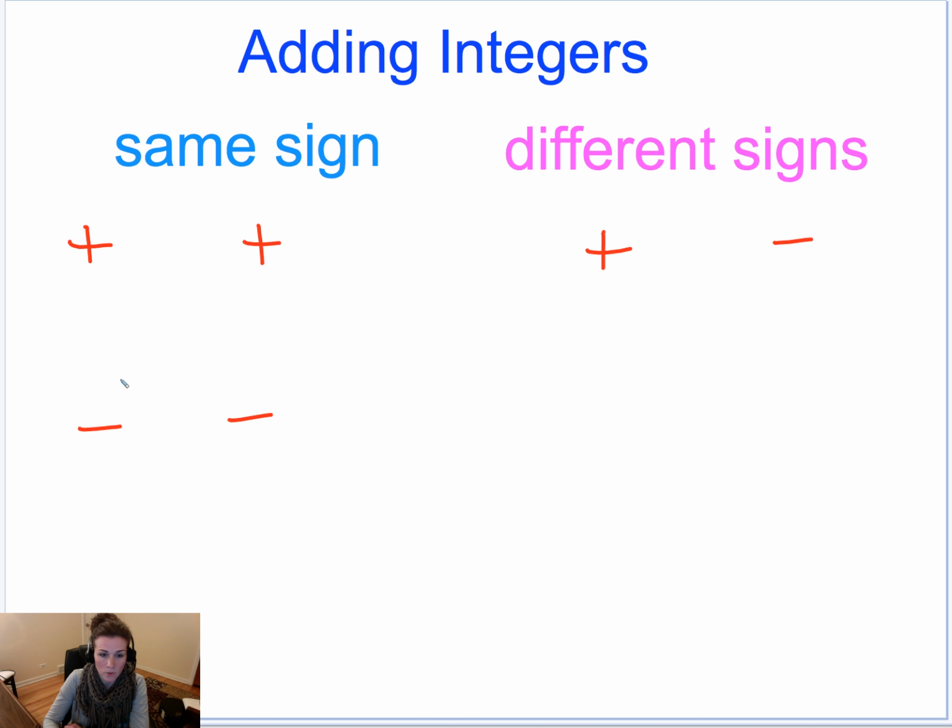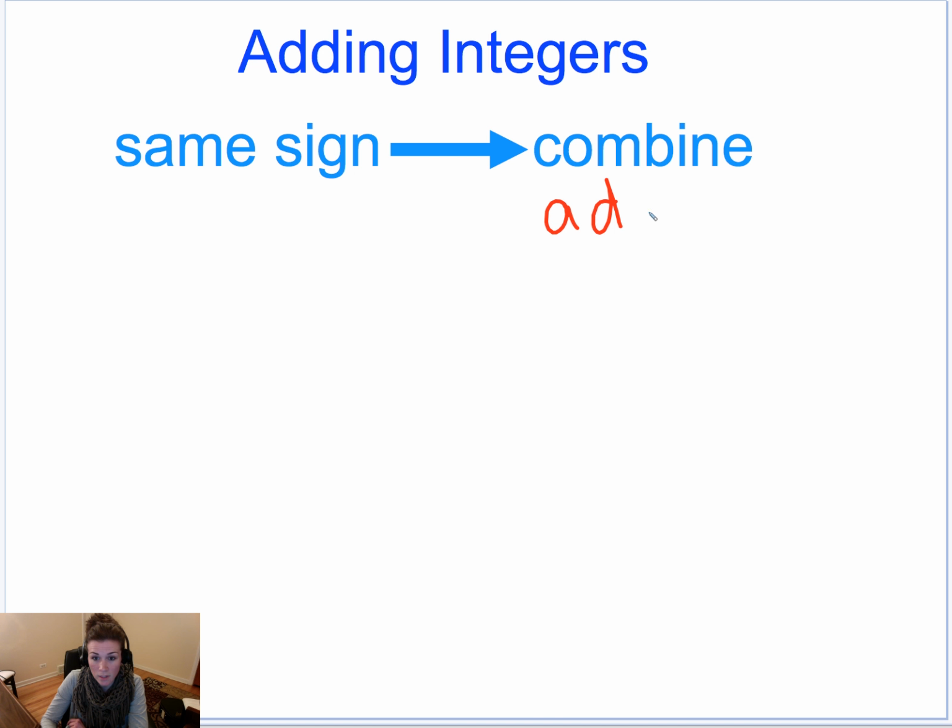First, let's take a look at what you do if the two numbers that you're adding have the same sign. And what I want to stress is this only works for addition problems. If the two numbers that you're adding have the same sign, what you'll do is combine. And what I mean by combine is you will add the numbers together. So take a look at the first example.